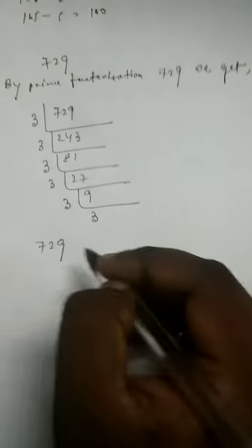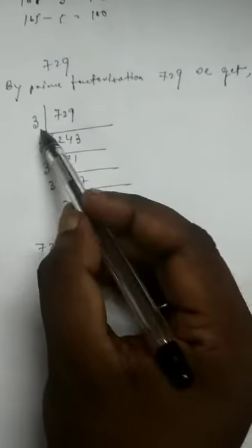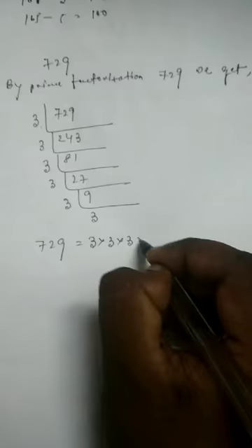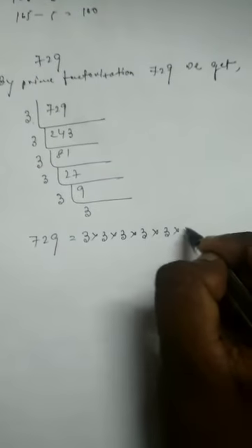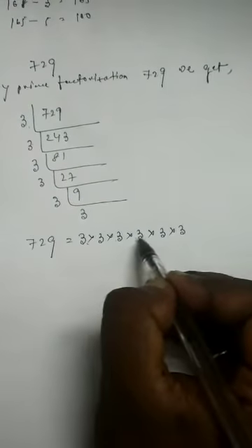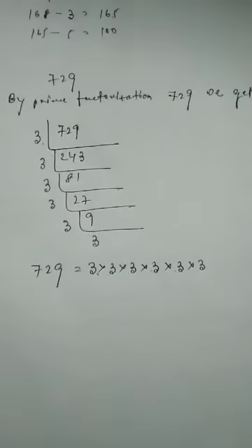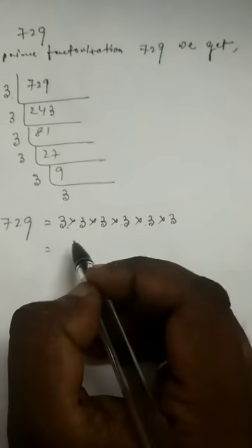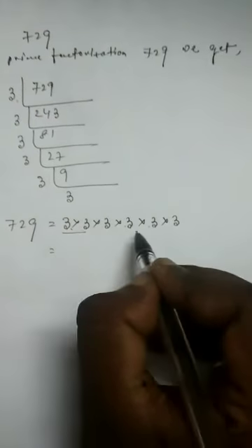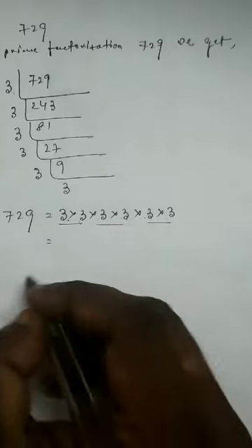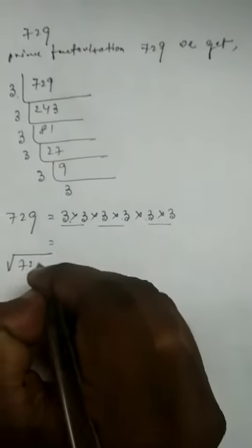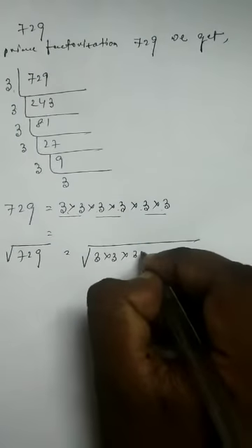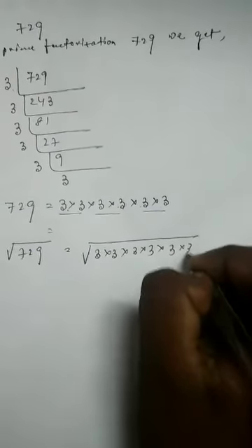So I'll write 729 is equal to 3 into 3 into 3 into 3 into 3 into 3. So here, children, I'll make a pair of these numbers. There are three pairs. So I'll write root over 729 is equal to root over 3 into 3, 3 into 3, 3 into 3.